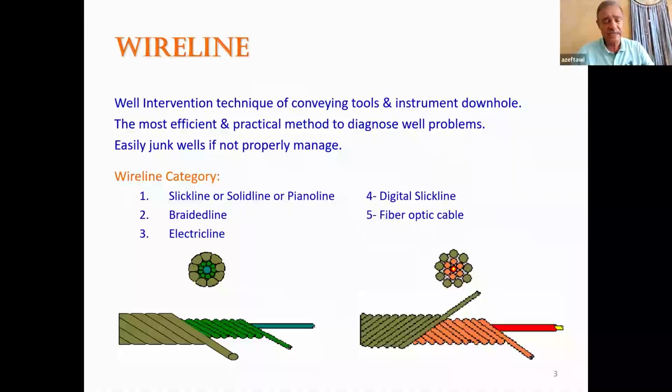And we have the digital slick line, which is the newcomer. It is a slick line, but it has a coat at the surface. This coat can transmit the data in and out. And then we have the fiber optics, which is the new technology we have even in communications, which transfers the data at the speed of light. Speed, not sound, speed of light.